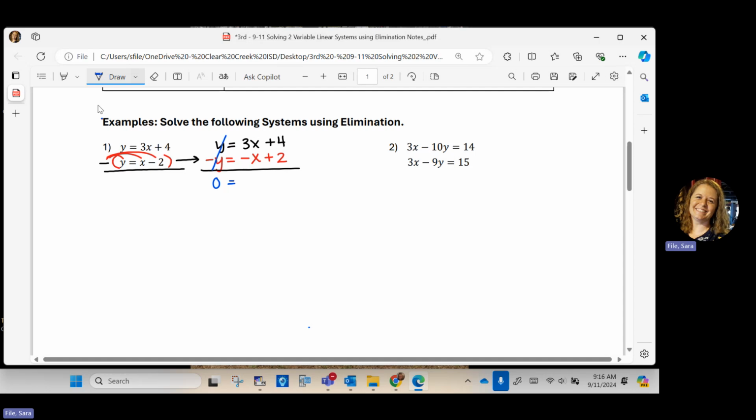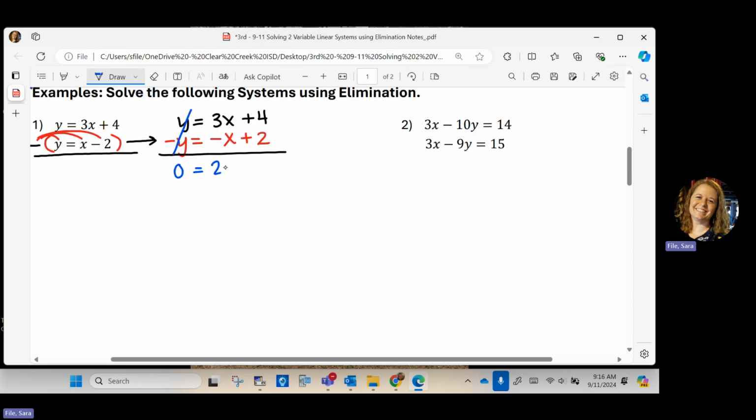Okay, but yeah, so the x's are going to combine to 2x. What are the constants going to combine to? Positive 6. So this is going to be 2x plus 6 on the right side of this new equation. Okay, so 0 equals, there we go, 2x plus 6.